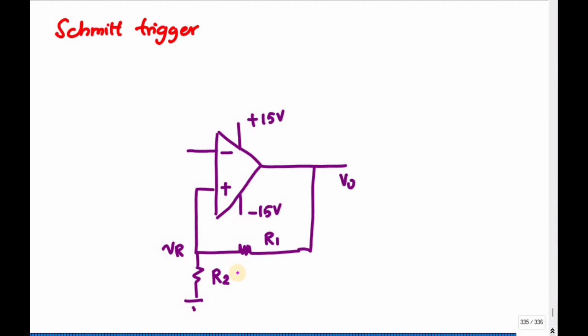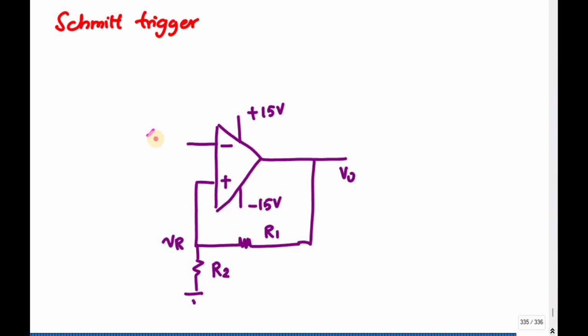In this video, we are going to discuss the Schmitt trigger. This is a block diagram of a Schmitt trigger. It consists of an inverting comparator, where I am going to give the input to the inverting terminal. So it is nothing but an inverting comparator with a positive feedback.